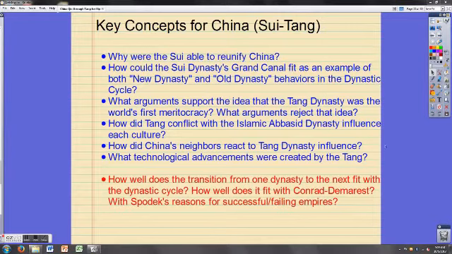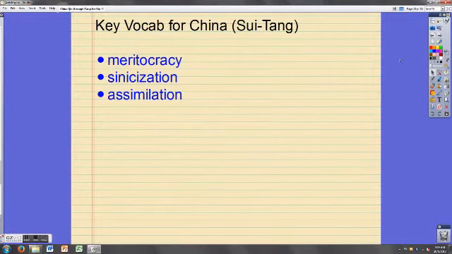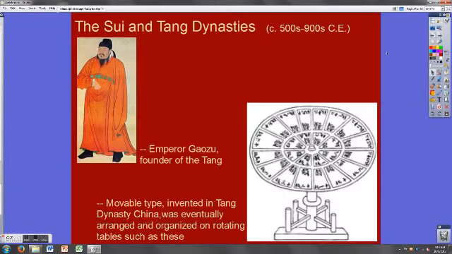And here are our key vocabulary terms. We're talking about the Sui and Tang dynasties today, and together those lasted from about the 500s to 900s CE.